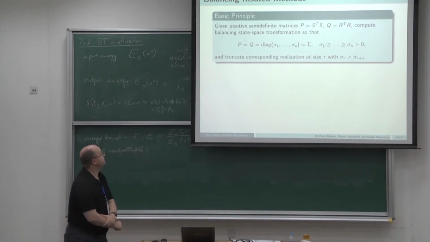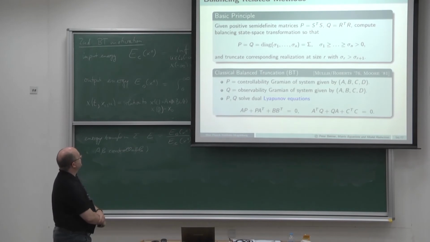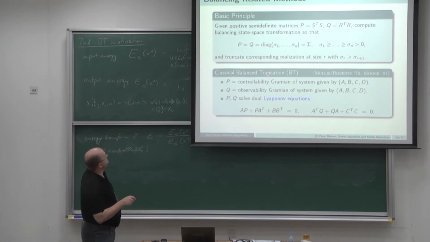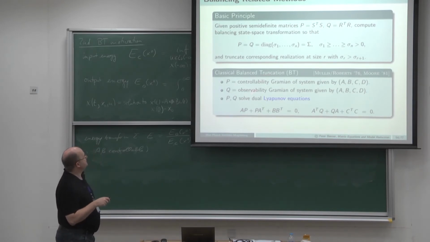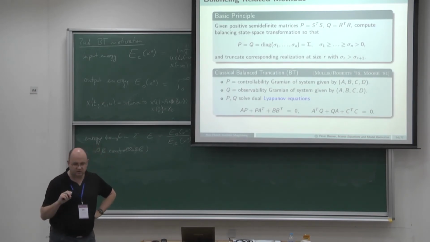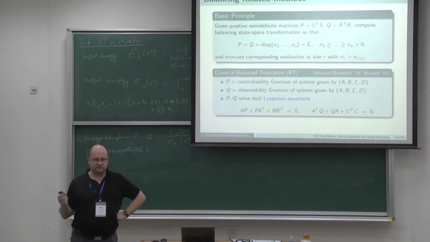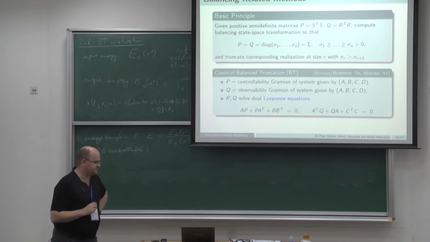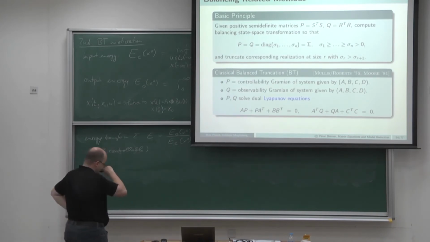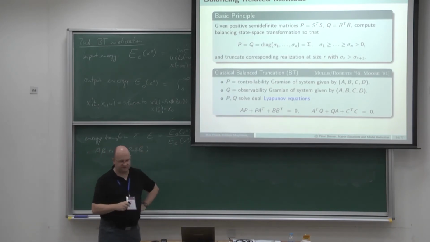So the classical balanced truncation that we just discussed uses the controllability, also known as reachability, gramian of the system and the observability gramian, which solves the dual Lyapunov equation. So the issue that we still have to solve tomorrow is how do we get S and R from solving the Lyapunov equations. That's a numerical linear algebra problem that we have to solve.